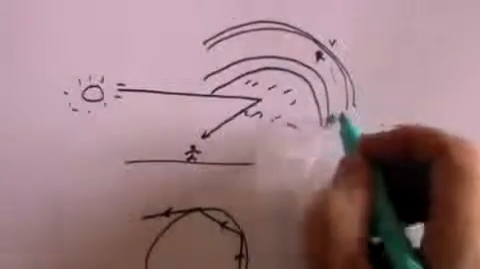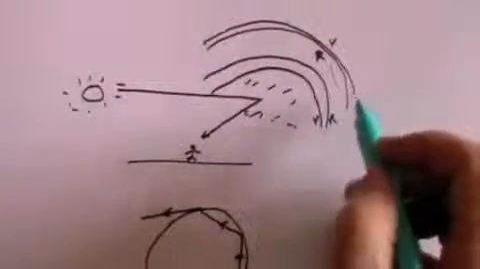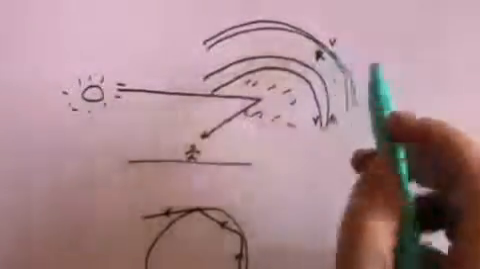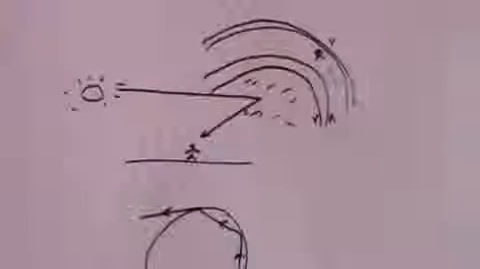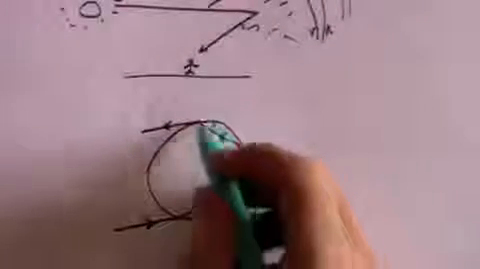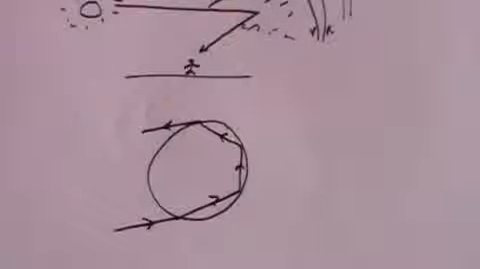So the main rainbow will have red at the top, violet at the bottom. The secondary bow, if you can see it, will be violet at the top and red at the bottom. And that's because there's one extra reflection in the raindrop that gives that effect. I hope that explains how a rainbow is formed.